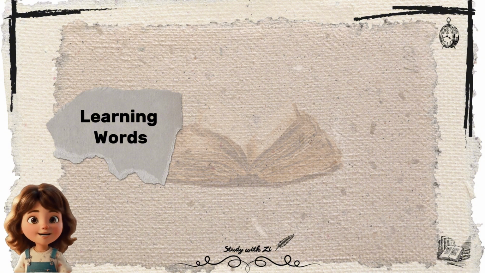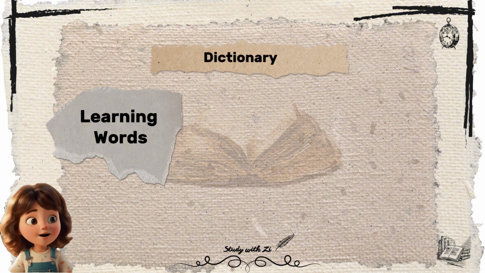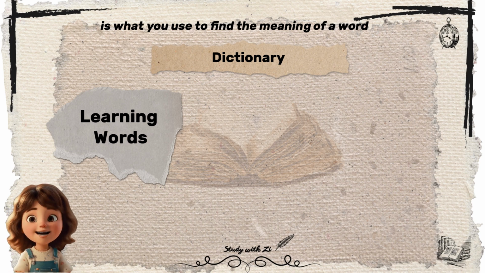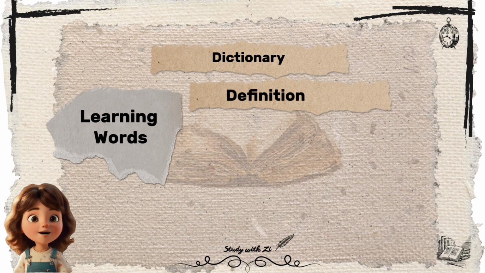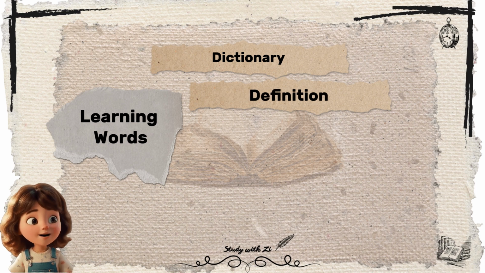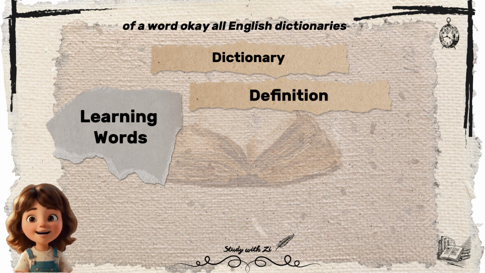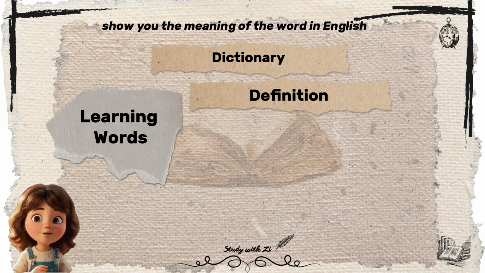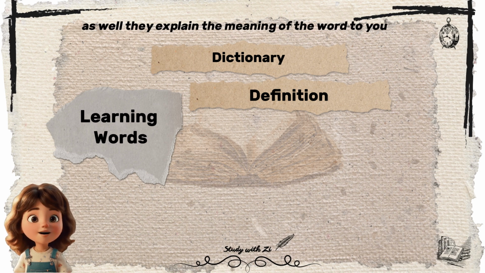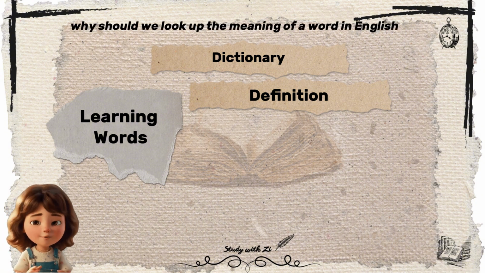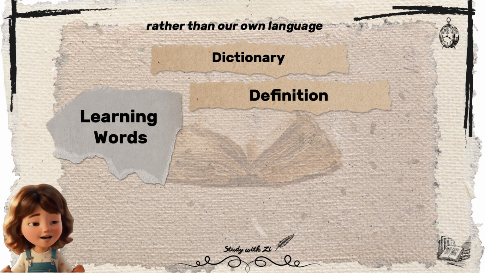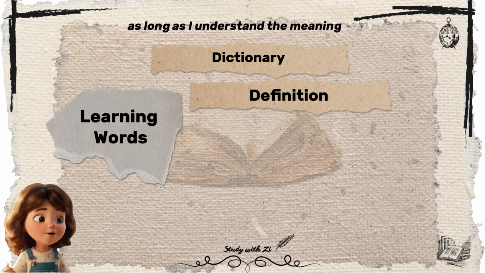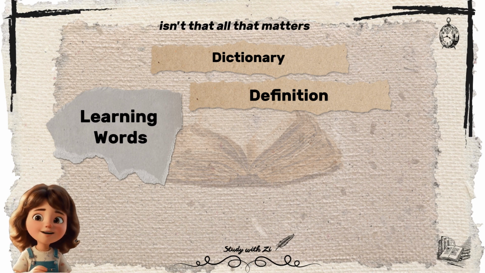Dictionary is what you use to find the meaning of a word, find the definition of a word, okay? All English dictionaries show you the meaning of the word in English as well. They explain the meaning of the word to you. And now, why should we look up the meaning of a word in English rather than our own language? As long as I understand the meaning, isn't that all that matters?